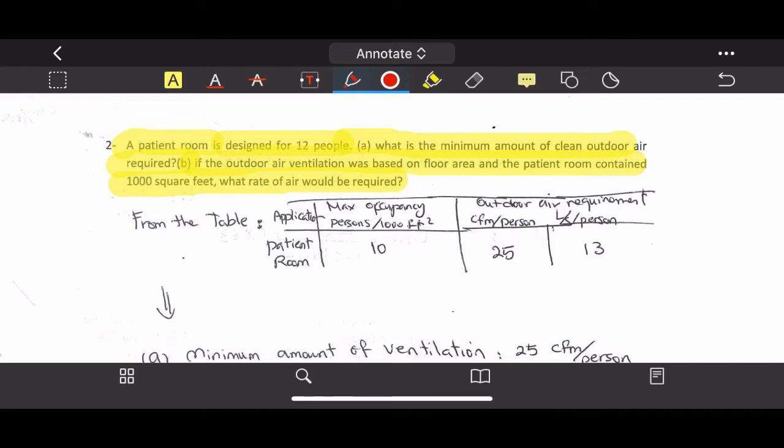ASHRAE says if this is a patient room, the maximum occupancy will be only 10 people per 1000 square feet. That means this patient room is designed for 12 people, and the one that is said by ASHRAE is only for 10 people per 1000 square feet, right? Outdoor air requirement, if this is CFM or cubic feet per minute per person, it should be 25. If it's liter per second for SI unit, it will be 13. So this is the classification given by ASHRAE.